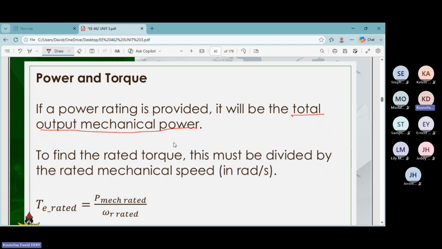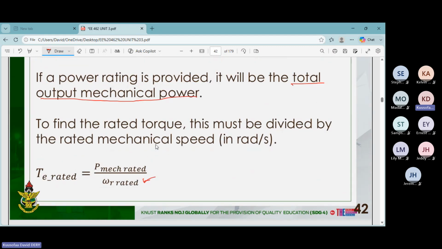And the torque, so if you have to calculate the rated torque, then you're going to divide this power by what? The rated mechanical speed. So if it's giving us electrical, you convert it to mechanical. We know how to convert from electrical to mechanical, and if you have mechanical, how to do the conversion. So this is what you use to calculate the rated torque. Let's take note of this particular expression too.